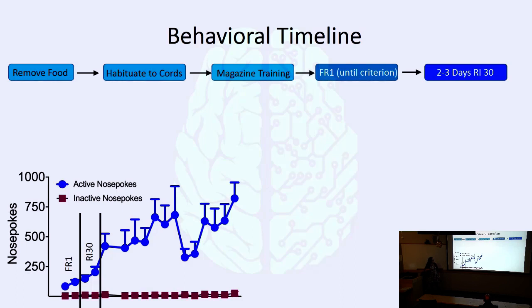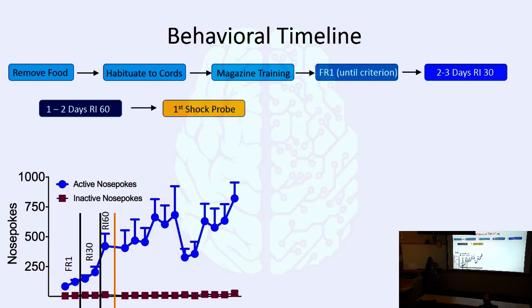And you can see they start to increase their nose poking a bit more there. The idea being that there's this level of uncertainty now, right? So they don't know exactly when that time period's going to be up. And then next we move into 1 to 2 days of RI60, which is the same concept, but the average is going to be every 60 seconds they're able to earn a reward.